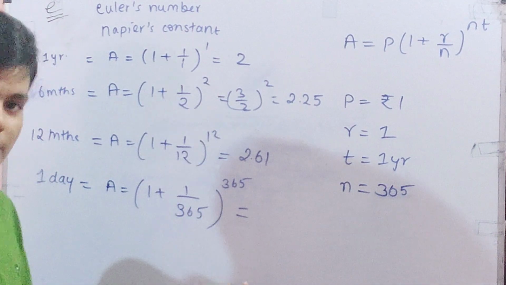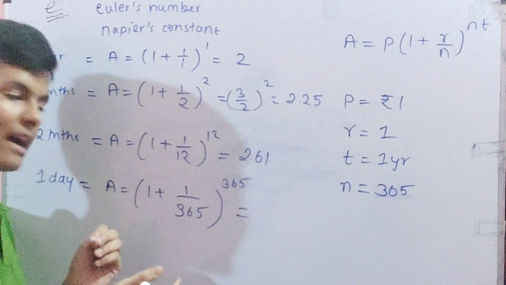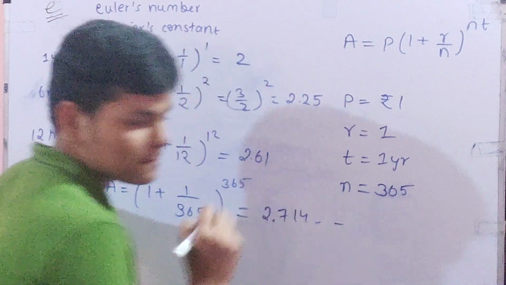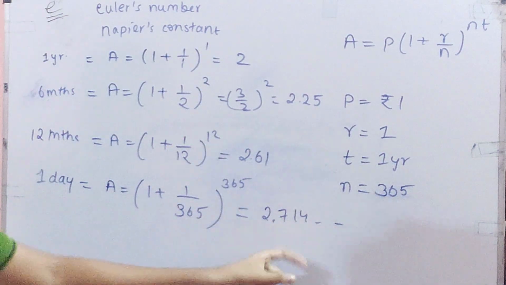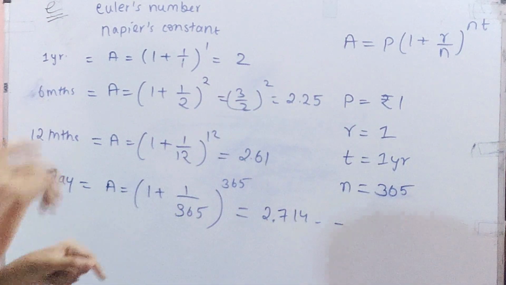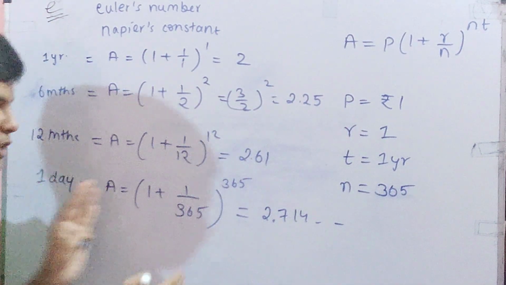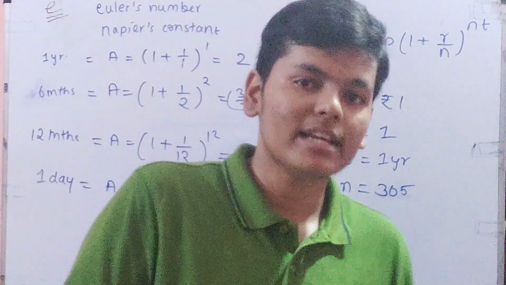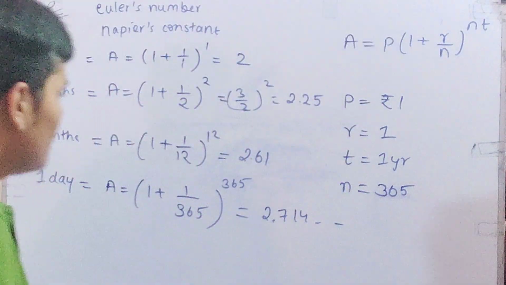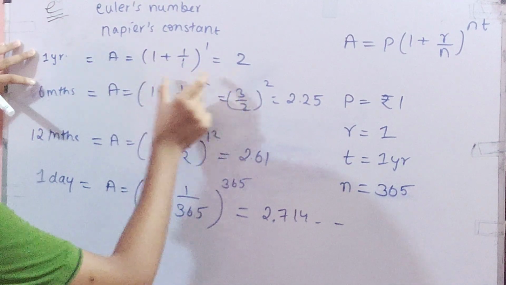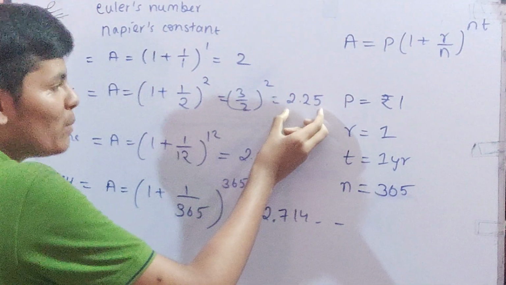This value is hard to calculate normally, but if you calculate it, we will get 2.714 something. This value is very close to the value of e. I'll tell you more about it in a moment, but here we have the value for 1 day. Now till here, what did we understand? If you take just these two examples, here we have 2 and here we have 2.25.